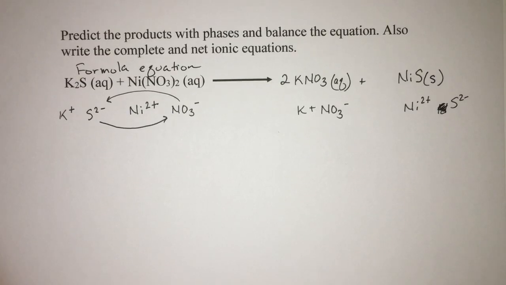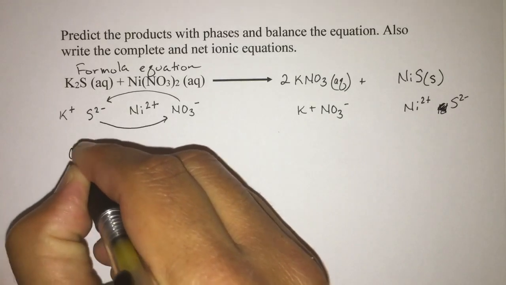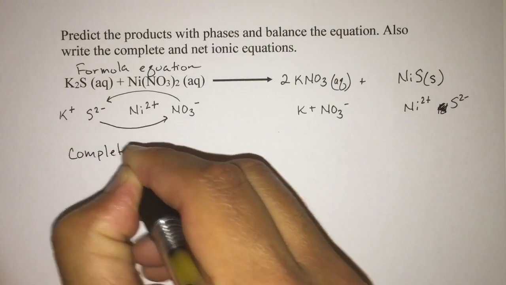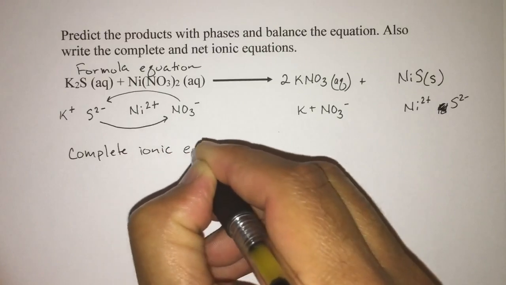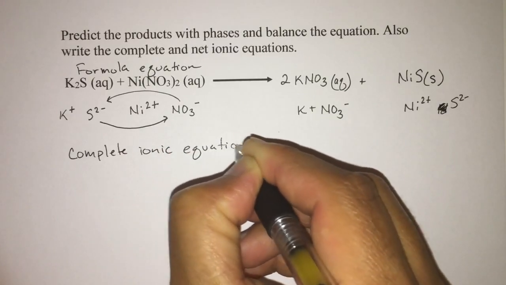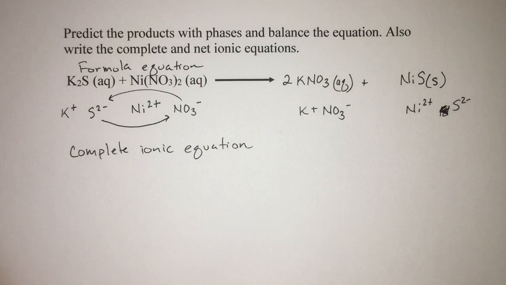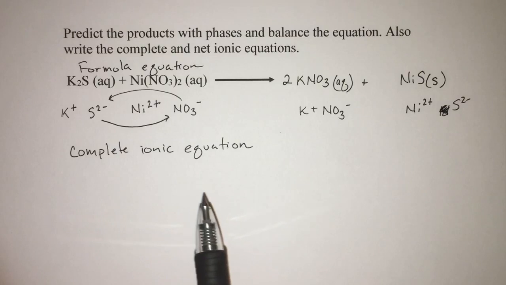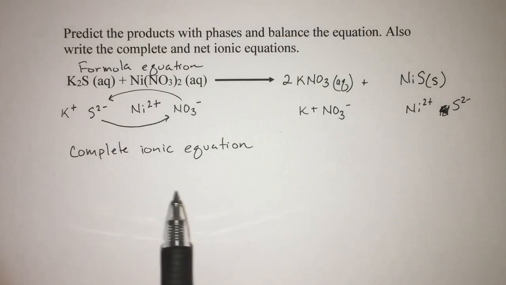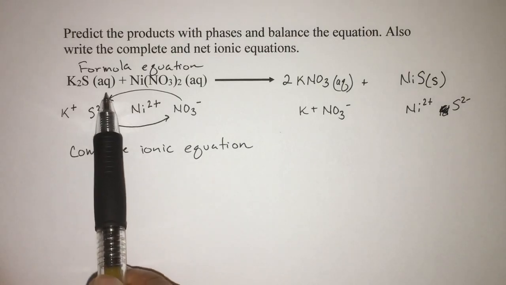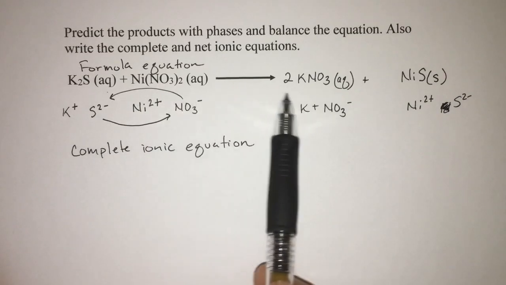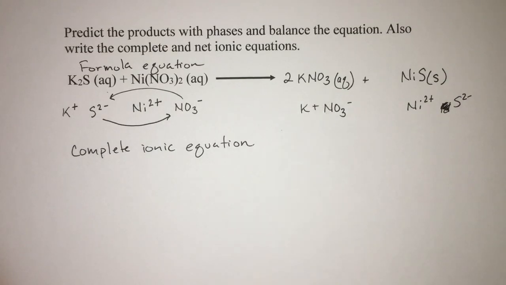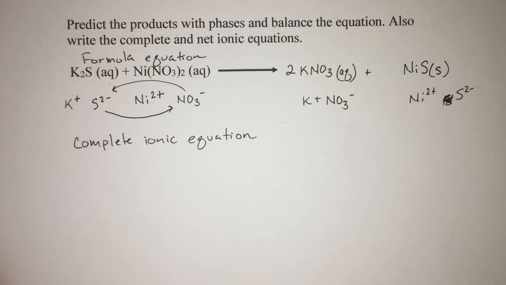So now let's move over to the complete ionic equation. Now, if you remember the first video, I go into detail on how to write the complete ionic equation. So I'll just summarize that here. Every time we see an aqueous, we see 3 of them here, what we want to do is separate those species, those ions, so that we can have a better representation of what's going on in solution.